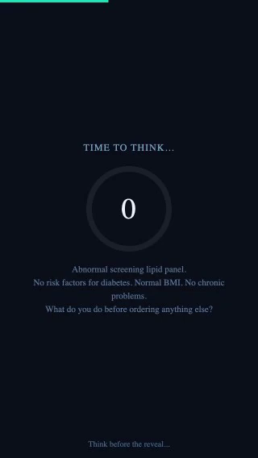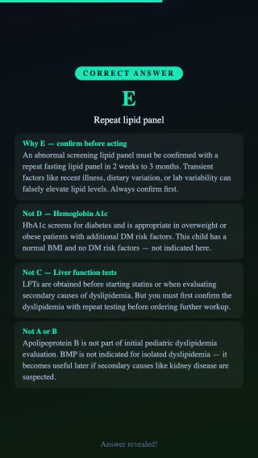The correct answer is E, repeat lipid panel. When a screening fasting lipid panel is abnormal, the next step is always to repeat it, not to immediately order further workup or start treatment. It is recommended to repeat testing within 2 weeks to 3 months. This is important because transient factors such as recent illness, dietary variation, or laboratory variability can falsely elevate lipid levels.